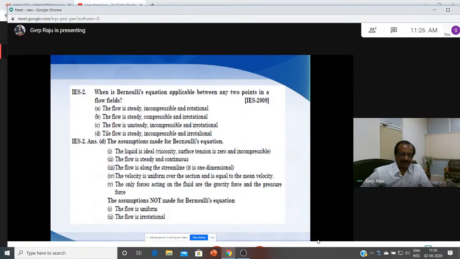Second one. Bernoulli's equation is applicable between any 2 points in a flow field only when the flow is steady, incompressible and irrotational. So the answer D is valid here. The flow is steady, incompressible and irrotational. So the answer is that Bernoulli's equation is applicable because of 3 assumptions here.